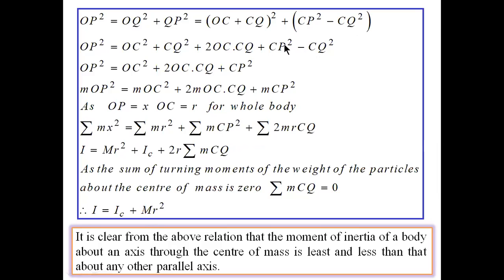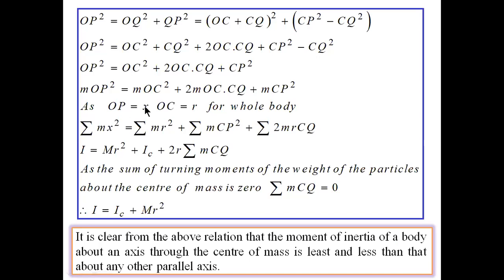Now we have simplified this, and we have OP square equal to OC square plus 2 OC CQ plus CP square. Writing m on both sides: m OP square equals m OC square plus 2m OC dot CQ plus m CP square.